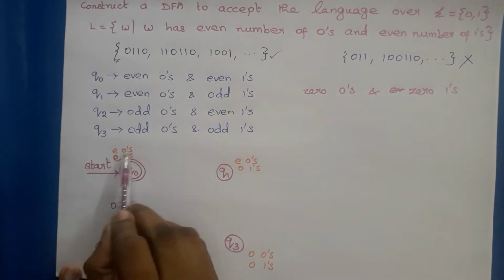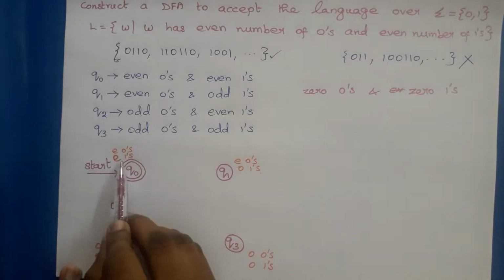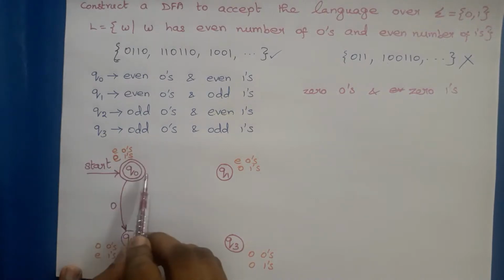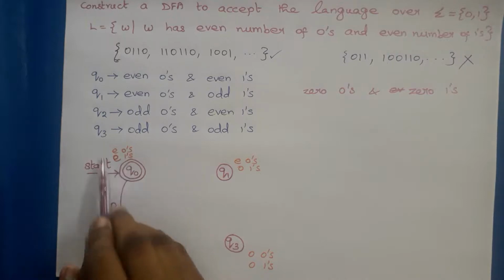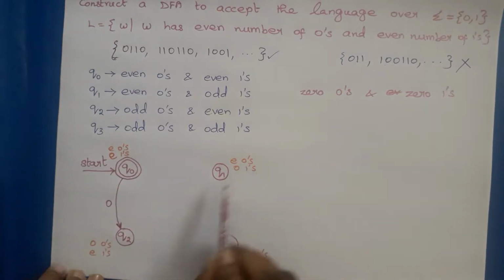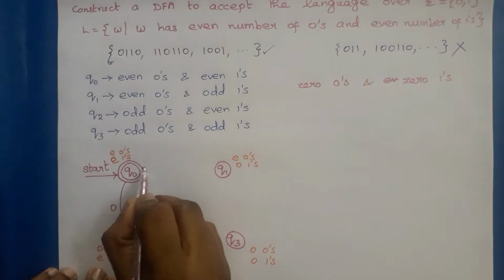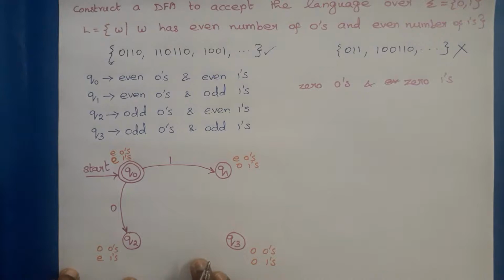Similarly, in even number of zeros and even number of ones, if we add one more 1, then even ones will become odd ones. So if 1 is the input symbol, then this becomes even zeros and odd ones. Even zeros and odd ones means Q1. So Q0 to Q1, there is a transition on input symbol 1.